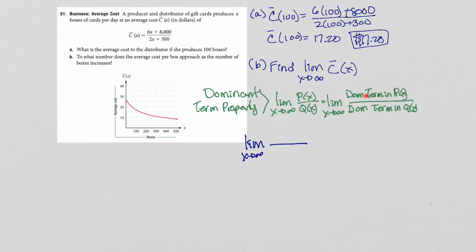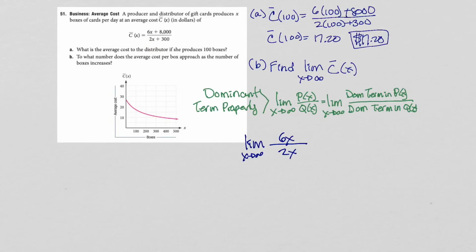So let's come up to our function way up here on the left. What's the dominant term in 6x plus 8,000? Well, the dominant term is 6x. So we're going to take a look at 6x here. I'm going to put a 6x up here. And then in the denominator, we want the dominant term in the denominator. And our denominator over here, 2x plus 300, the dominant term is 2x. So we're going to have a 2x in the denominator.